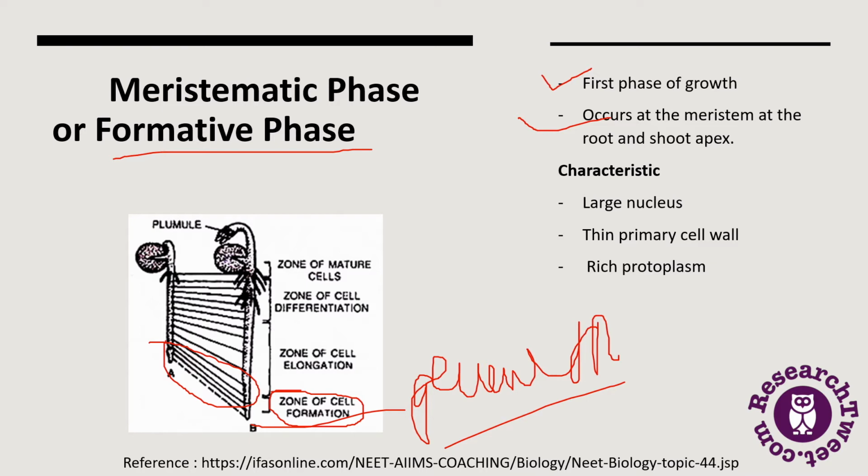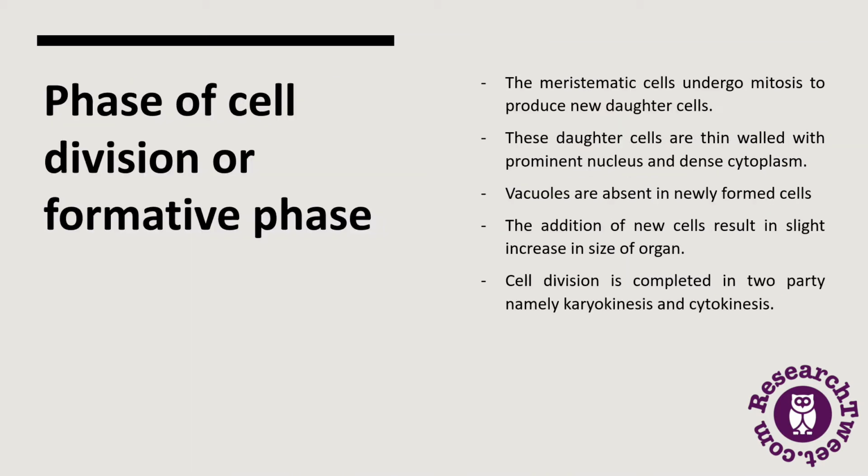What are the characteristics of this? They have a large nucleus, a thin primary cell wall, and they are rich in cytoplasm. Moreover, they have small vacuoles, or the vacuoles are absent completely in this phase. Now the phase of cell division, or formative phase: the meristematic cells undergo mitosis to produce new daughter cells.